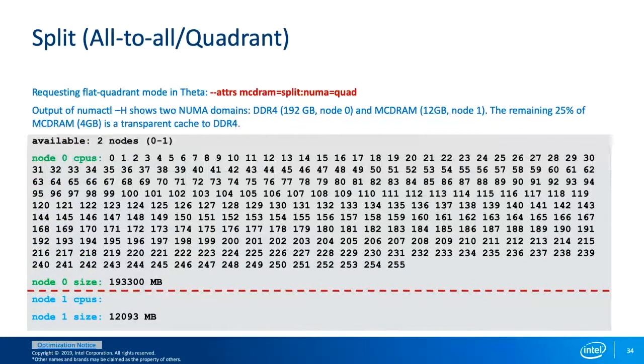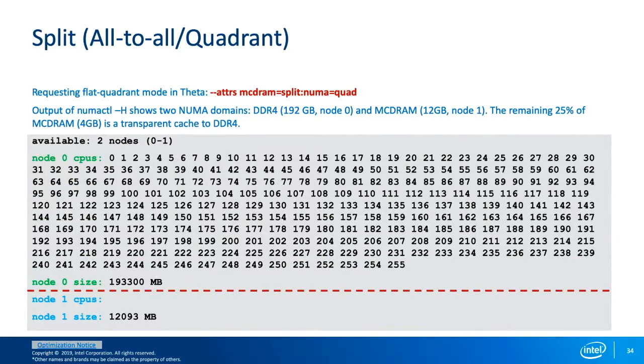So a split, which is one of the options you have here on Theta, divides the MCDRAM into a part that is assigned for cache, which is I think 25%, yeah, 25%, and a part that is assigned for direct access, which is the 75% remainder of the MCDRAM. So you're going to see 2 NUMA nodes, the regular DDR4 with 192 gigabytes, and at the bottom you see node 1 with only 12 gigabytes. And that's because the other 4 are being used as a cache to the DDR4.